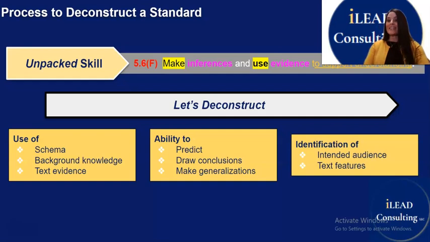And what else? The identification of what? Intended audience, text features. Am I familiar with a genre? We know that inference can be tested in multiple ways within different genres. That's why we need to know those text features and intended audience. These are just some of the components that might rise to the top when educators begin to spar about, hey, let's deconstruct this standard.